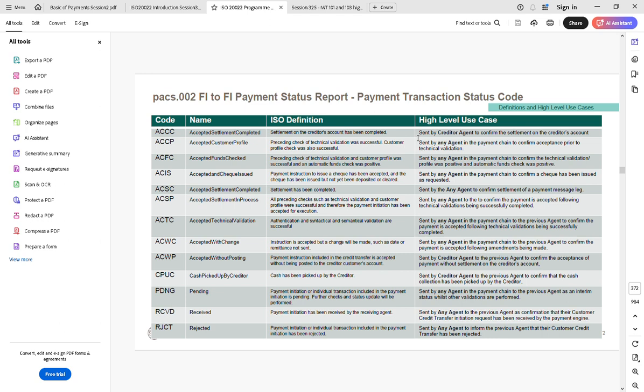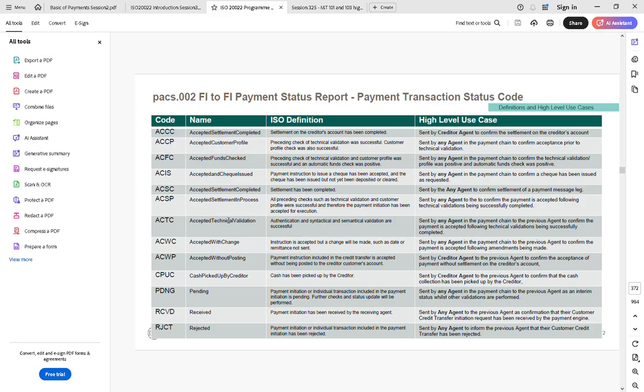ACCC accepted, settlement completed. Settlement on the creation is completed. Okay, sent by the creditor agent to the previous creditor account. Clear? These are all I'm not going to read. I'm only going to read the ones which are widely used.